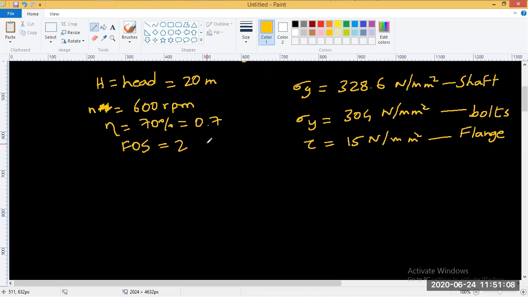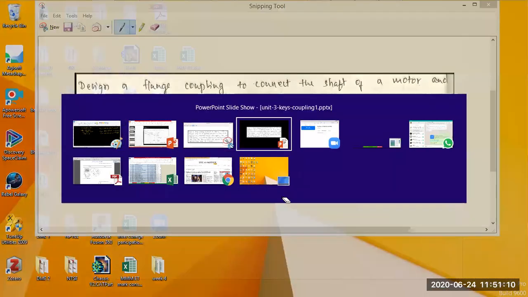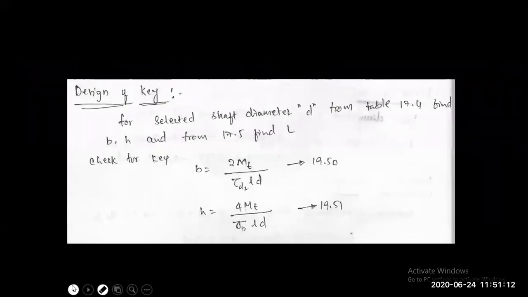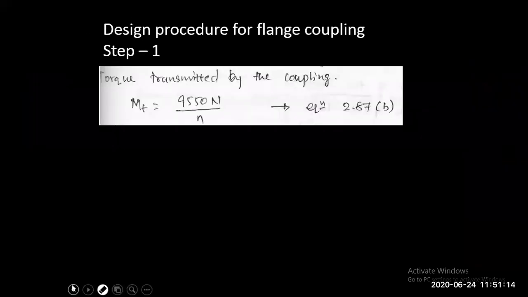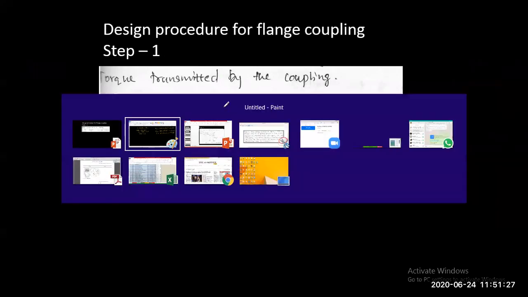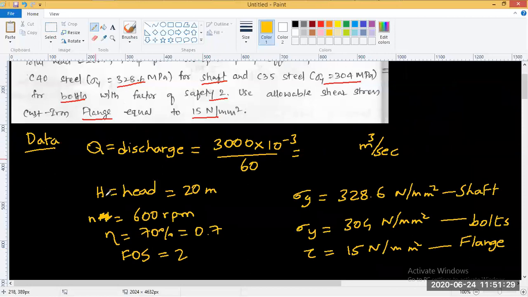Step 1. So let's go back to the PPT. Let's go to step 1. Okay, here. Step 1 is to find the torque transmitted. But torque transmitted here is not in the usual form. So it is given in terms of power. In terms of power, we know discharge and head. So instead, we need to find the power first, right?